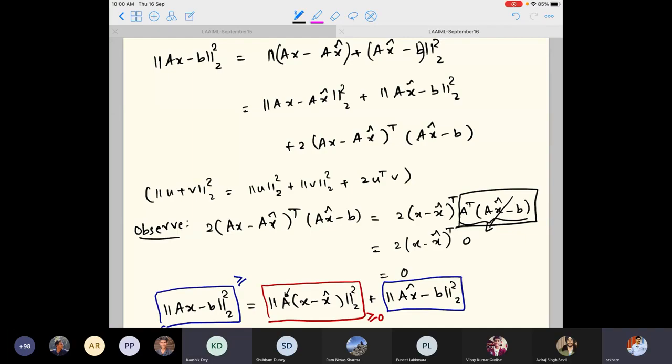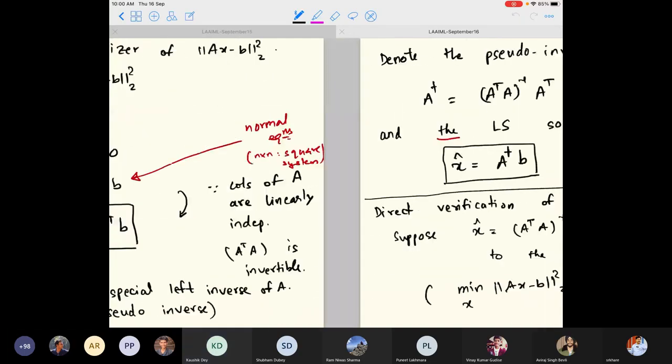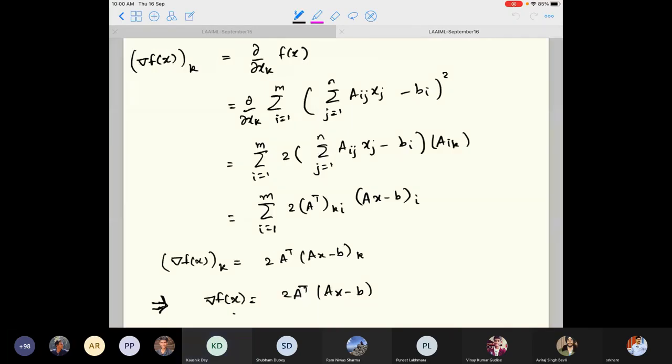Sir, can you explain how you got the subscript K? I think about two slides back, in the last line of the derivation. Here, subscript K.